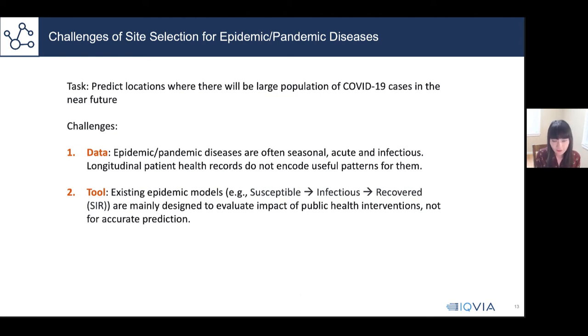And if we want to decide which location and which site we should build a new clinical trial to enroll patients for testing COVID-19 drugs or COVID-19 vaccines, then we really need accurate prediction for how many people will be affected in that region. So, motivated by this real-world need and challenges, we propose this STEM model, which we will introduce now.